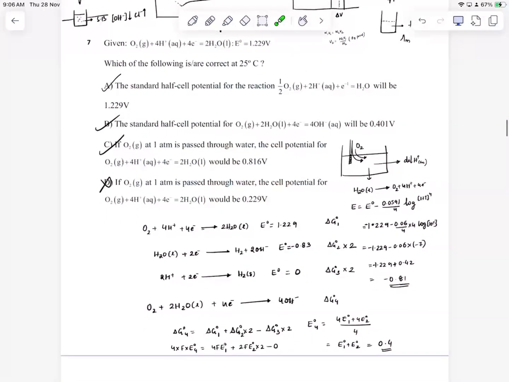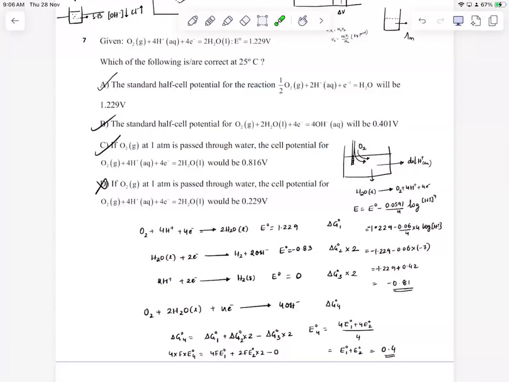Very good question, everyone. Please check this out. Seventh one was a very good question. Very simple concept. Just the electrolysis of water, and you can see how good the question can be.